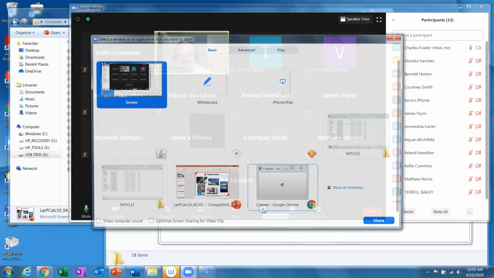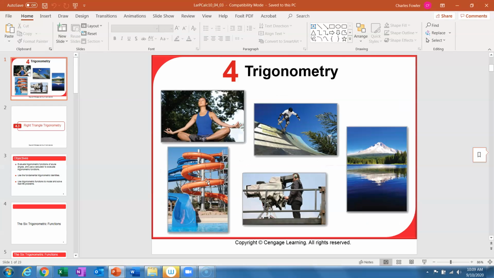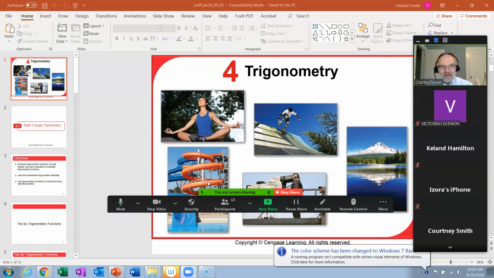I'll get my screen share set up for 4.3. And again, it's done it for several times. I open both PowerPoints, but only one shows up. Okay, so when it comes time to go to 4.4, I'm going to have to monkey around and get it.